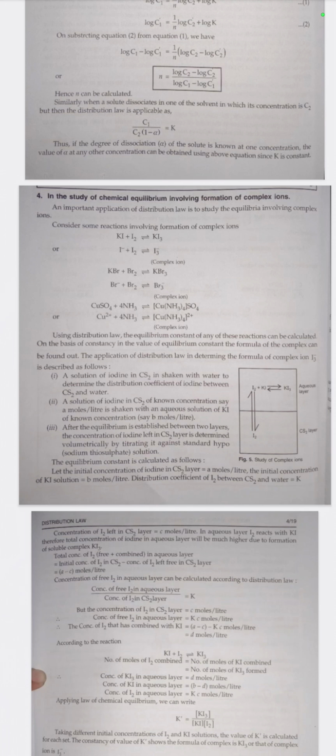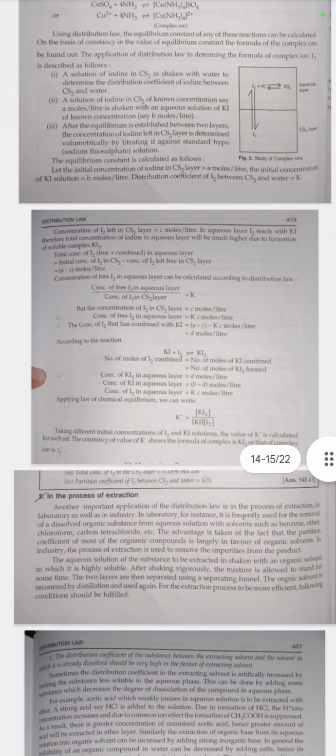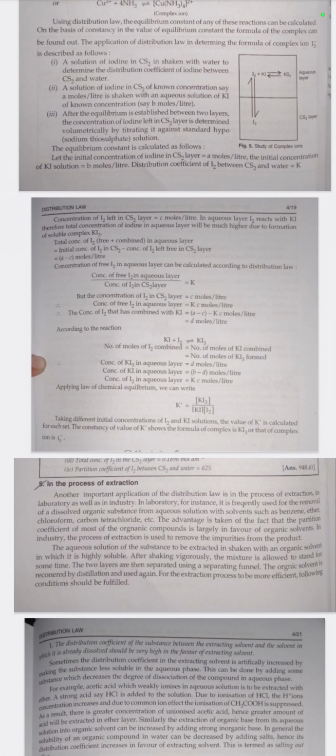The equilibrium constant is calculated as follows. Let the initial concentration of iodine in the CS2 layer be A moles per liter. The initial concentration of KI solution is B moles per liter. The distribution coefficient of I2 between CS2 and water is K. The concentration of I2 in the CS2 layer at equilibrium is C moles per liter.